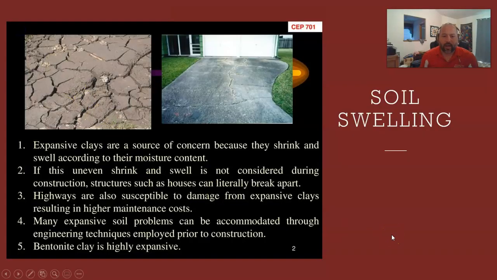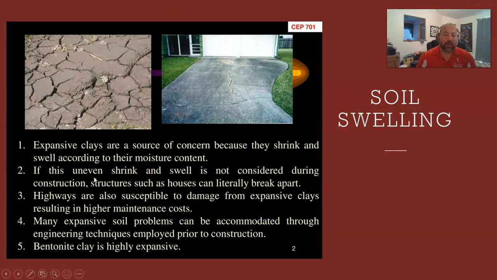Soil swelling. Usually it's when you have a high clay content in your soil. You have expansive clays being a source of concern because they can shrink and swell according to their moisture content. And when you see something that looks like this, you've got that clay content. We walked through the parking lot the other day and saw a similar thing going on. So you're either going to get swelling where you'll get a bump, like this crack in this driveway where it's obvious that things are pushing up from underneath. Whereas other places you can see shrinking to where you'll get depressions setting in.